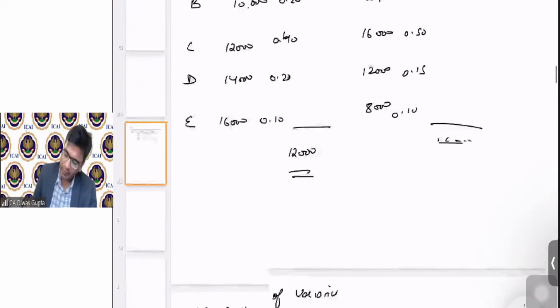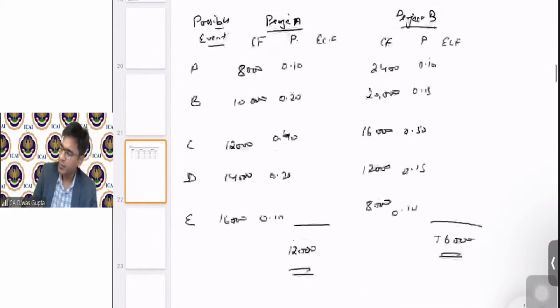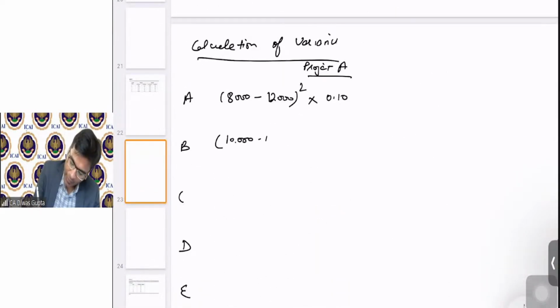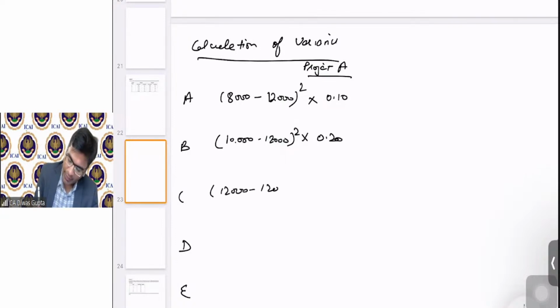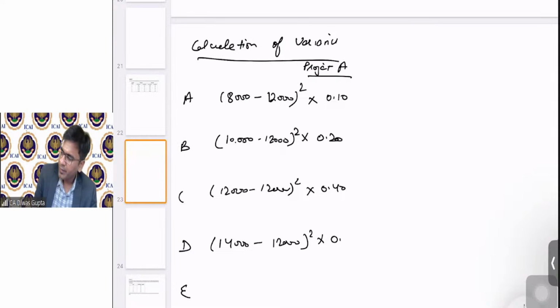Similarly, the second possible event for project A is 10,000. So we can simply mention 10,000 minus 12,000 raised to the power 2. And what is the probability for B? 0.20. Similarly, 12,000 minus 12,000 raised to the power 2 multiplied by 0.40. Then for D possible event, what is the observation? 14,000 minus 12,000 into 0.20. Then last is 16,000 minus 12,000 raised to the power 2 multiplied by 10%.